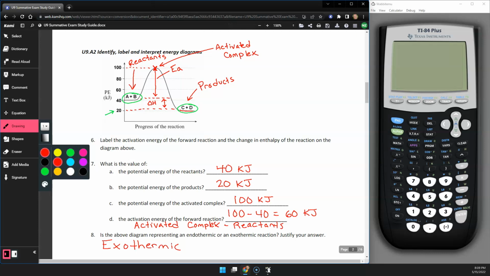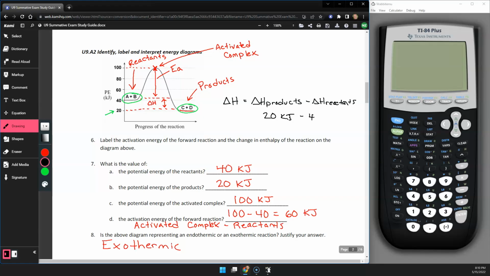Also, our delta H value, our change in enthalpy, is going to be the energy of the products minus the energy of the reactants. So our products were 20 kilojoules, minus the reactants, which was 40. 20 minus 40 is negative 20 kilojoules. Anytime our delta H value is negative, it's always exothermic. All right.